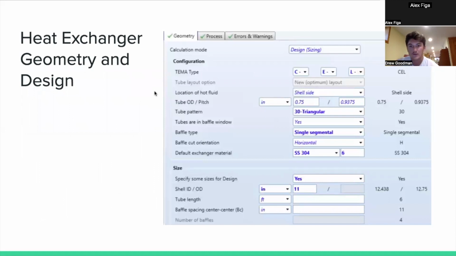This is how we designed our heat exchanger. The TEMA type was CEL, and this was our tube outer diameter. We decided on the default of 0.75 inches, and the 30 triangular is just how the tubes are laid out. The material we used was stainless steel 304. And this was the inner diameter that we selected, just because we had to get it near 12 inches.